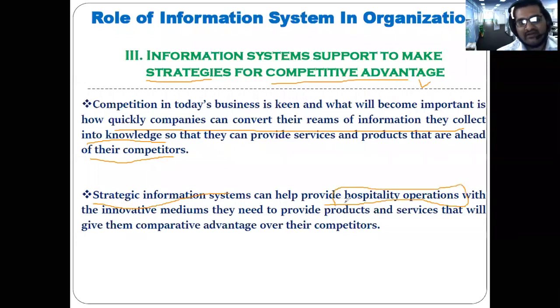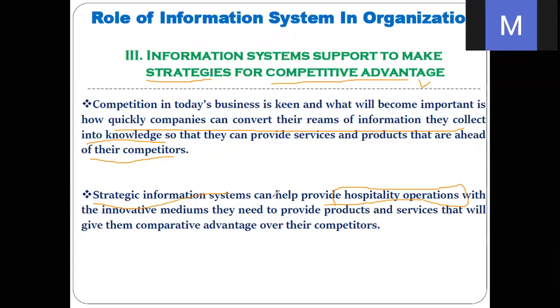Means what? Can anybody tell me what hospitality operations means? Hospitality operations means what? Yes, Mansi.